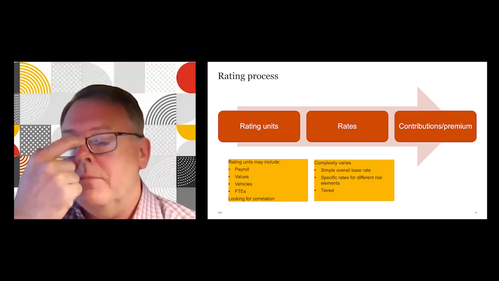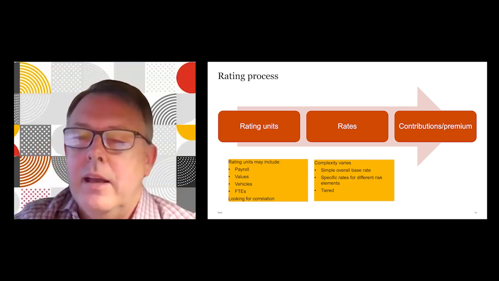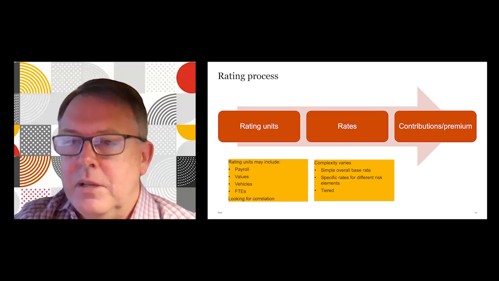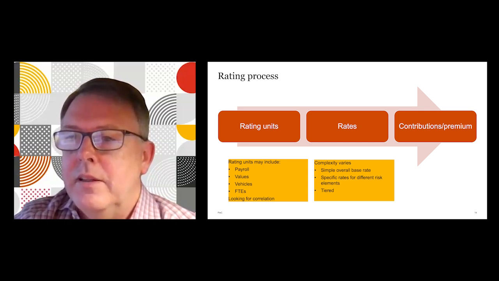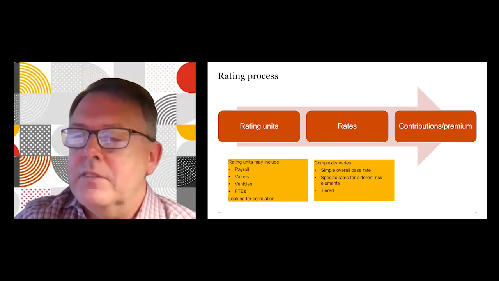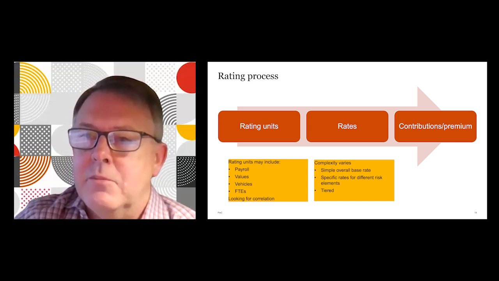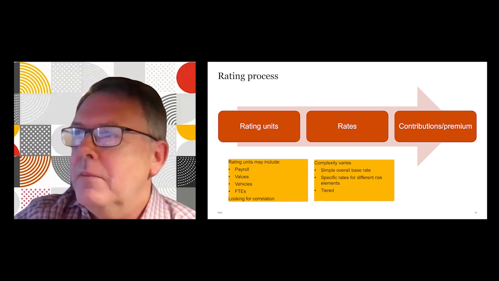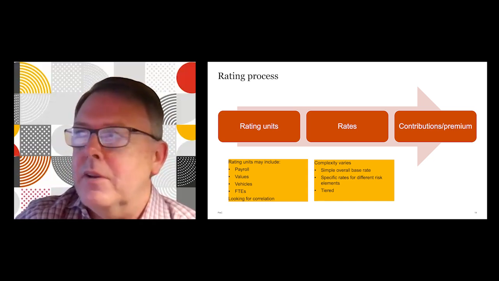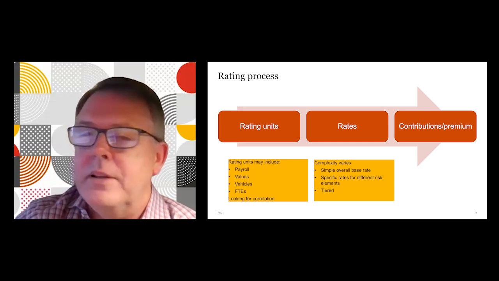You can also have tiered rating, meaning there's a certain rate for the first $1 million in payroll, and then maybe a lower rate for the second tier. We've seen some pools move to that as they get more sophisticated over time. But these are how the contributions and the premiums are determined for the pool.